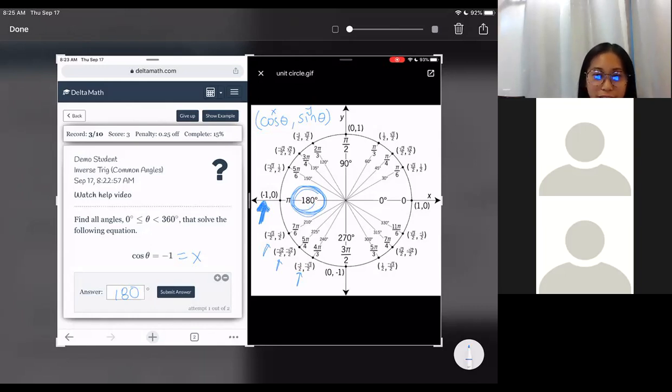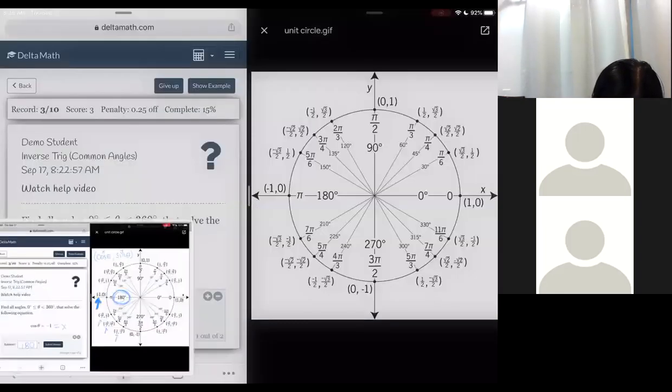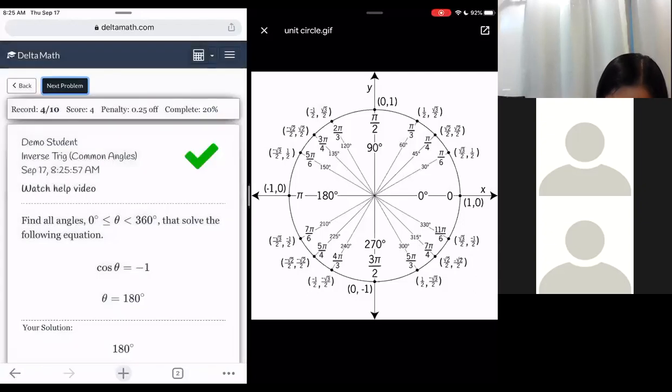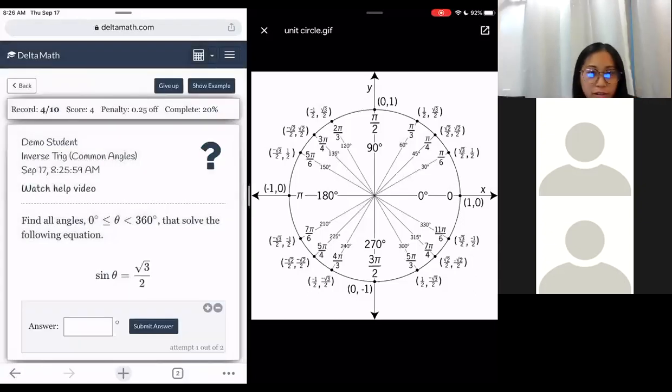Any questions on this cosine example? Alrighty, let's put this answer in then. 180. Okay, let's do more examples because I know this one's hard.